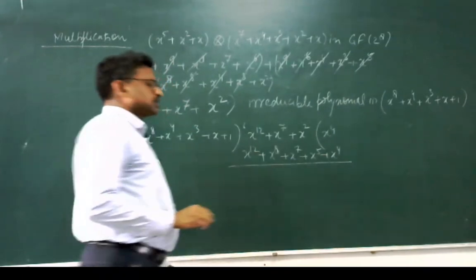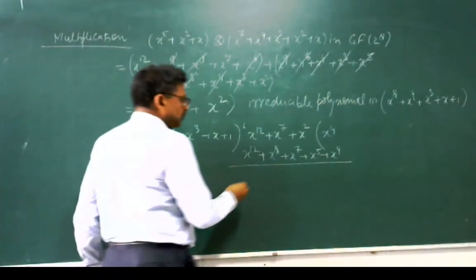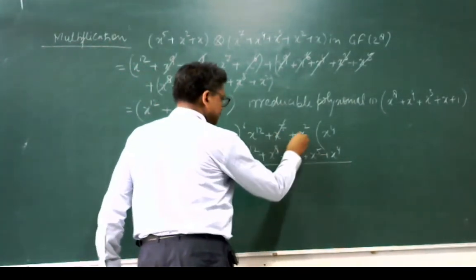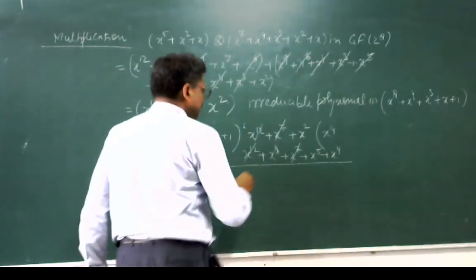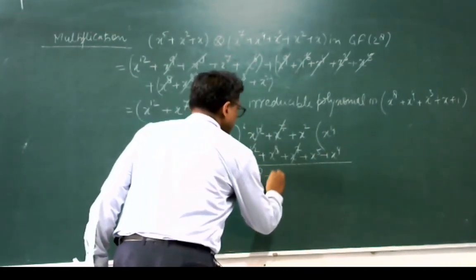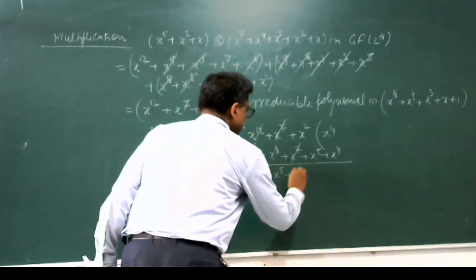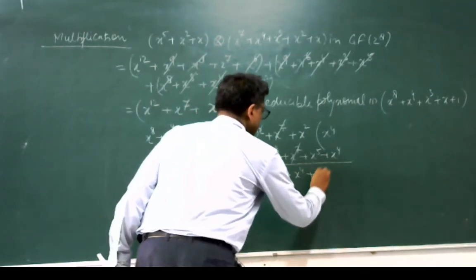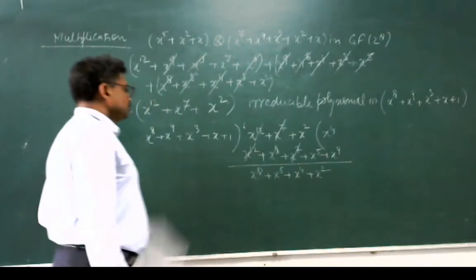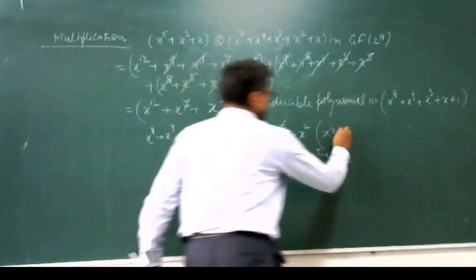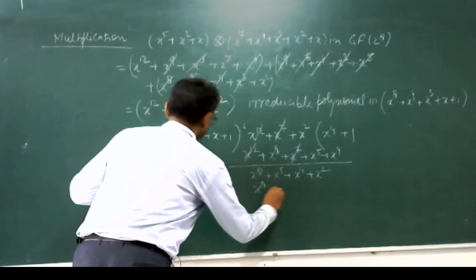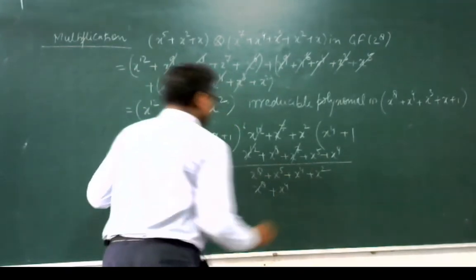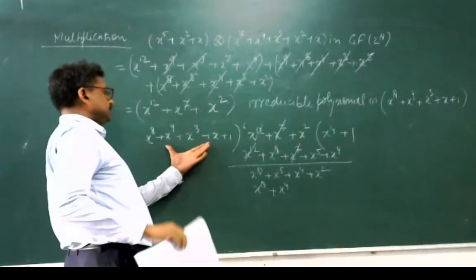We know subtraction and the addition operation is same. So what will happen? X7 will cancel out each other, x12 will cancel out each other. So we will be left with x to the power 8 plus x to the power 5 plus x to the power 4 plus x square. So this will go one more time. So plus 1. So it will be x to the power 8 plus x to the power 4, because the remainder should come less than that.